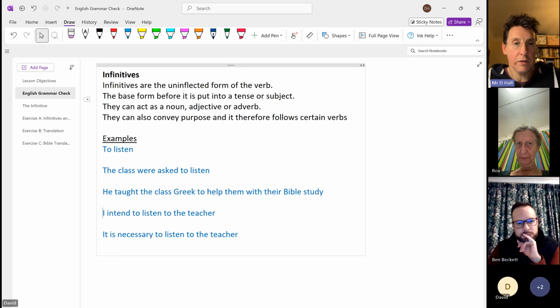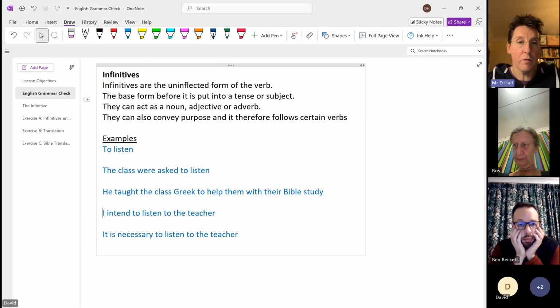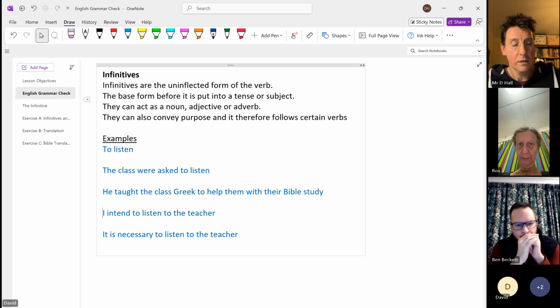And the other thing which infinitives do is that they can convey purpose, so something that we want to do, something that's intended to do. And so there are certain verbs that we use, and we're going to meet some of those in Greek, that then have an infinitive that follows it. So I'll give you some examples of what I mean by all of that and trying to get your sort of understanding of what this infinitive is.